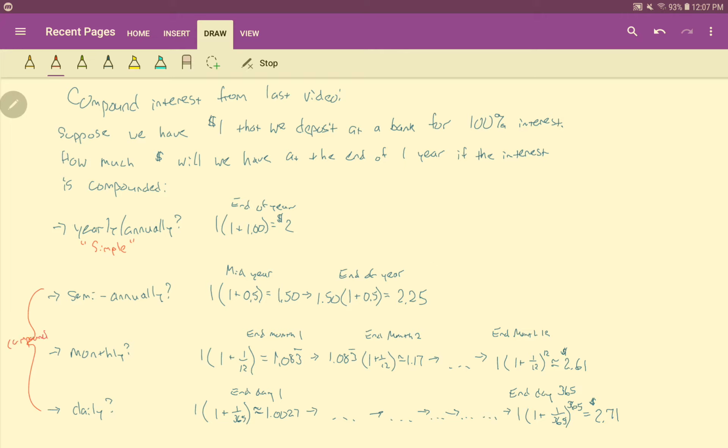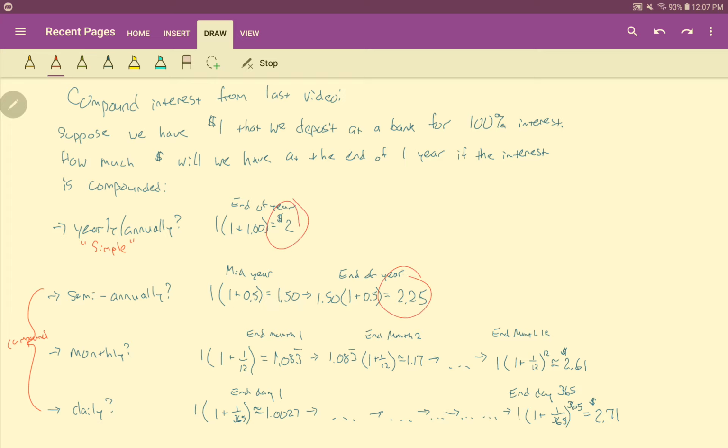I actually calculated it out for this one. You can see the full calculation. I didn't use the compound interest formula for this one. So the mid-year calculation would be our initial dollar times 1 plus 0.5. If we're doing it twice in 1 year, you have to divide that interest rate into 2 equal parts, so 50%. That's 1 plus 0.5, and that gives us $1.50 halfway through the year. Then at the end of the year, we get one more 50% interest, compounded on what we had, and we end up with $2.25.